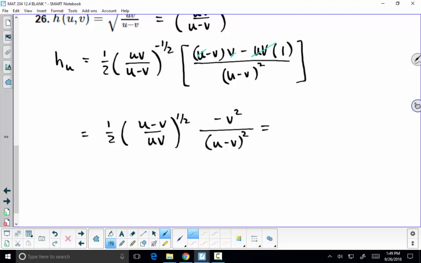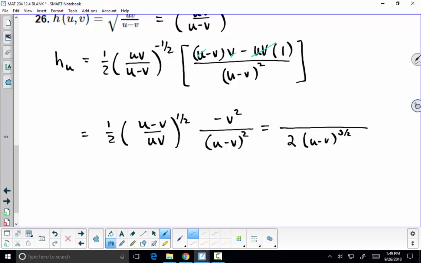All right, so this will end up being, oh, I guess we can cancel a v too. Well, yeah, there's still a little bit of work to do. Let's see if we can do it without making any mistakes. So u minus v in the numerator to the 1/2 power, in the denominator to the 2 power, so that gives us a u minus v to the 3/2 in the denominator.